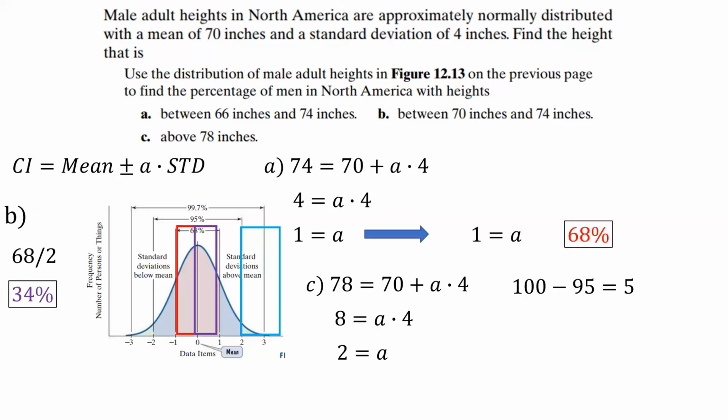Now, once I found that amount, I found the right wing of my normal curve, and I've also found the left wing, but I only want the right wing. So if I only want to describe the amount of data above 78 inches, I have to take that 5% that I found and divide it by 2. That tells me that the region above 2 standard deviations away, the amount of males above 78 inches, is 2.5%.